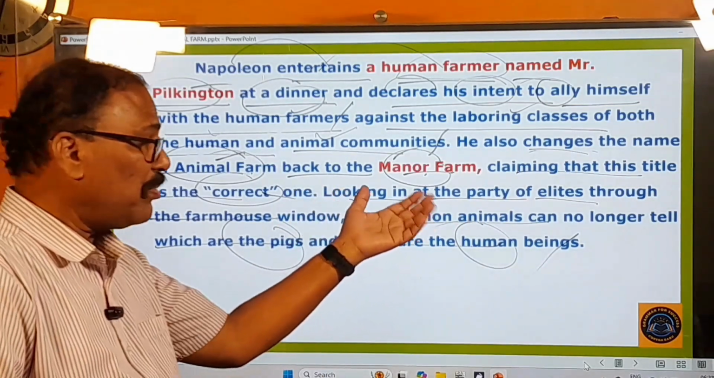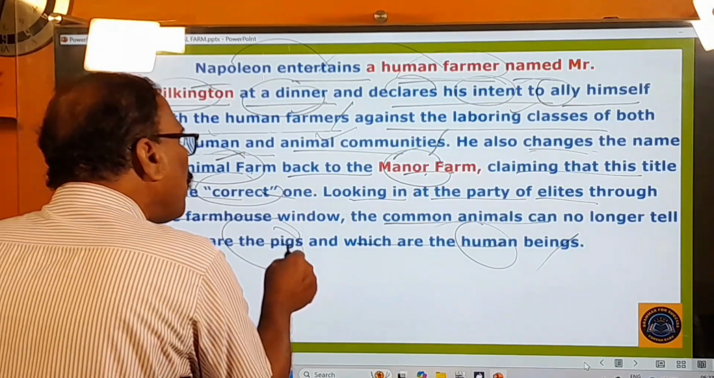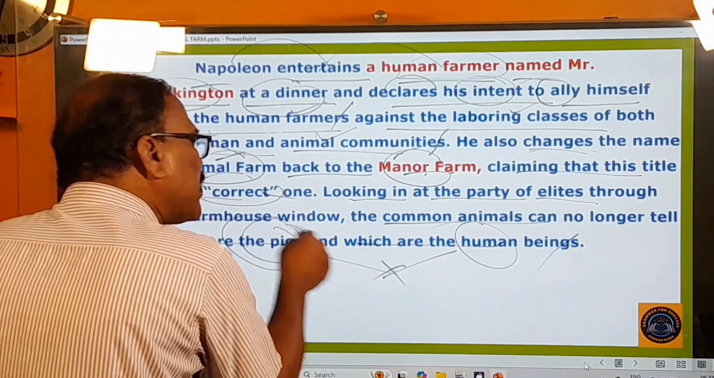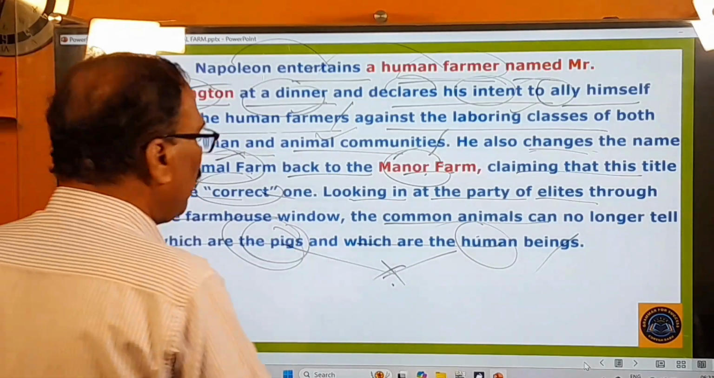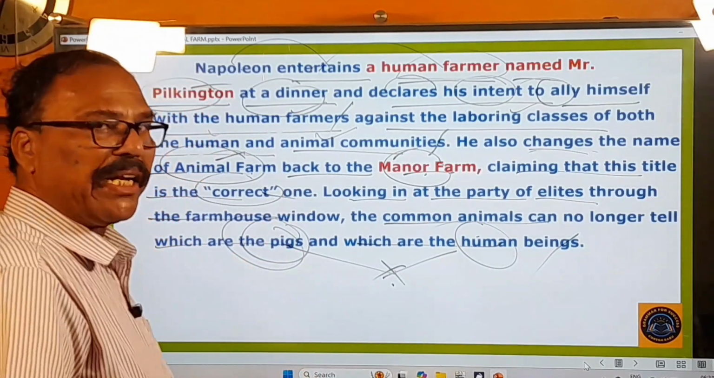They don't know what they are doing. But other animals could not find any difference between these pigs and human beings. So that is the point he tells us in this paragraph. Now we move on to the next paragraph of the story.